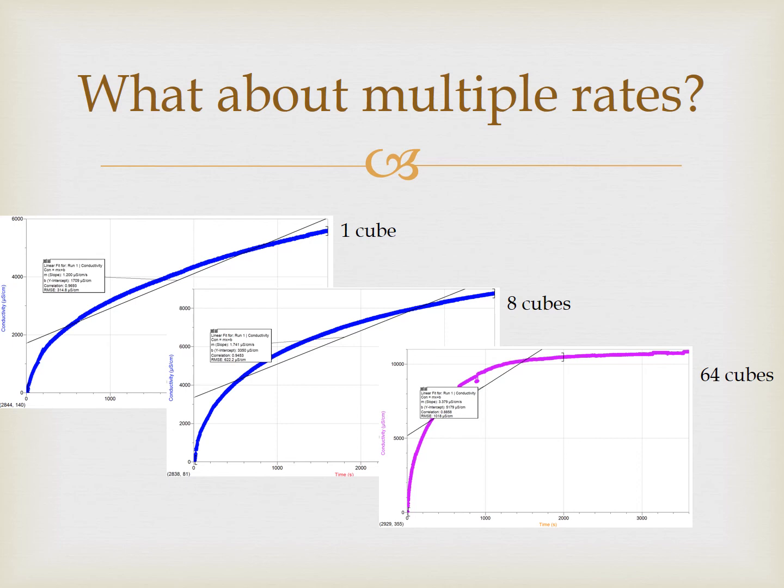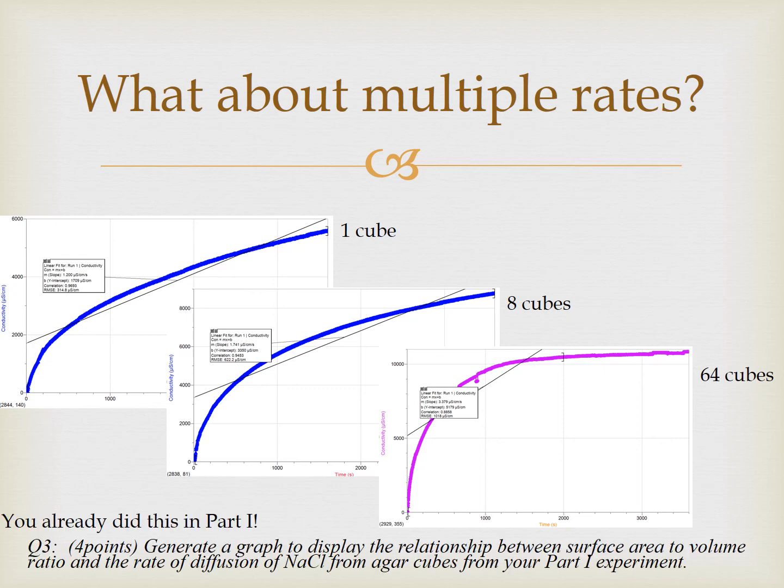But that doesn't answer the question that we were really getting at, which was how does surface area to volume ratio, as your x-axis variable, influence the y-axis variable, which is the rate of diffusion. You already answered this in part 1 of the lab. Hooray, right? It was a 4-point question. Generate a graph to display the relationship between surface area to volume and the rate of diffusion of sodium chloride from agar cubes. And ideally, it would look something like this.